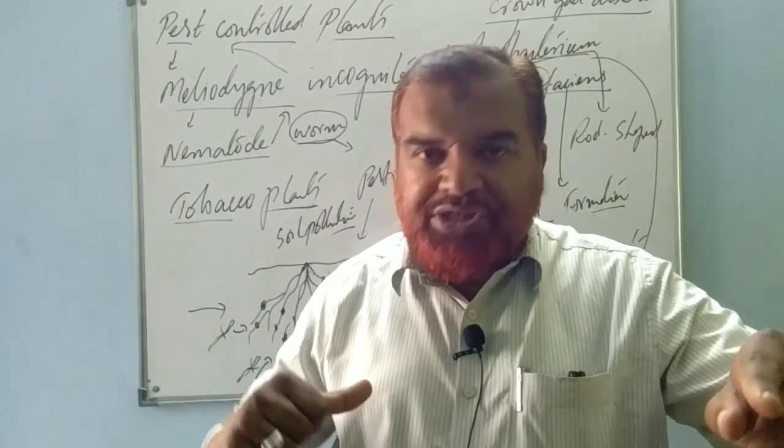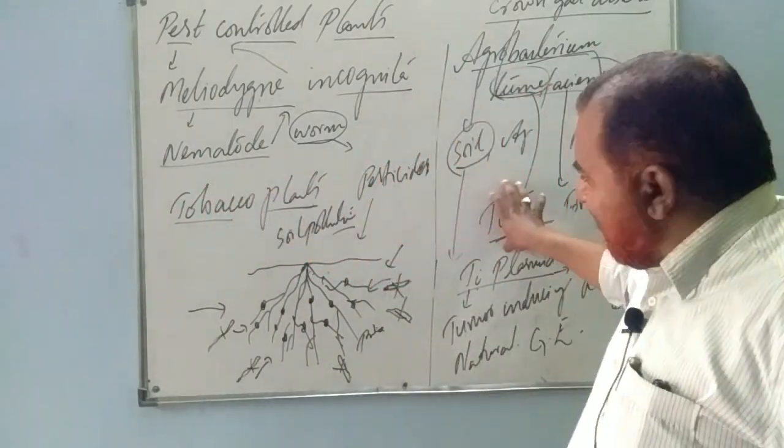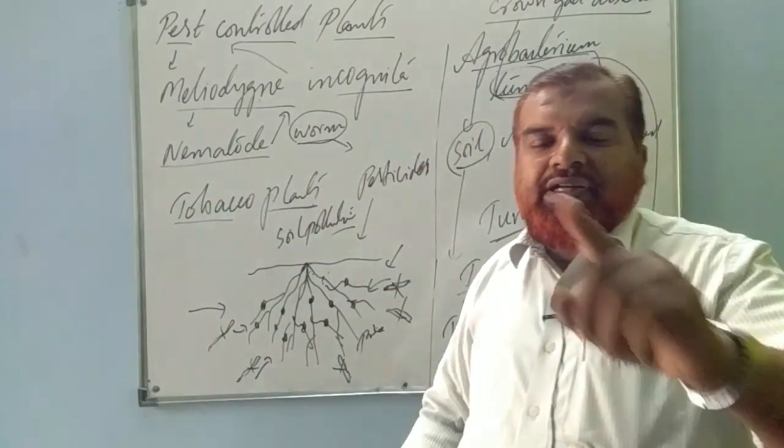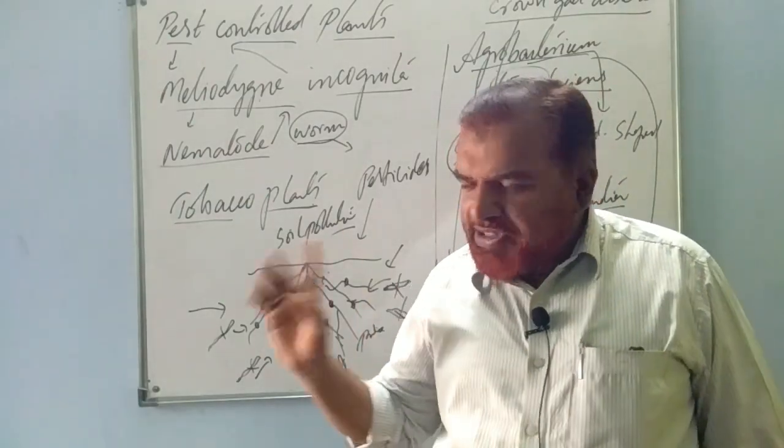Next concept, a continuation of this: how to overcome this problem by using this bacteria. A combination of that technology is known as RNA interference. In my next class, I will deal with that. I hope it's clear. Very simple topics.